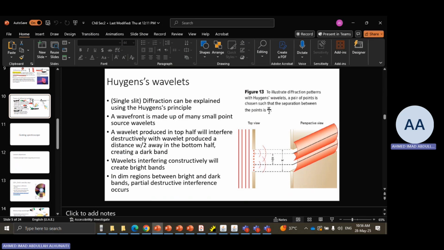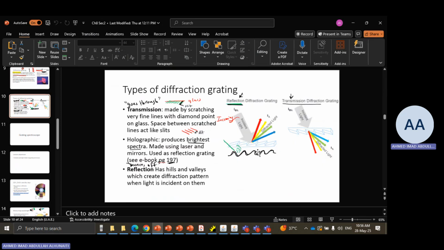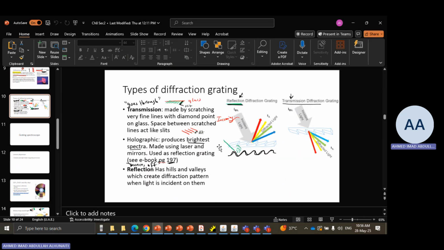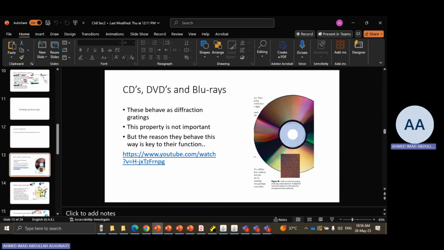So there are two types of diffraction gratings. There's the reflection type and there's the transmission type. In the reflection type, the incident light strikes the diffraction grating, and upon reflection is diffracted, so spread into different distinct rays. Now, if you look very carefully at the CD or DVD surface, there are these tiny ridges which resemble the ridges you see in a diffraction grating. So that's why they behave the same.